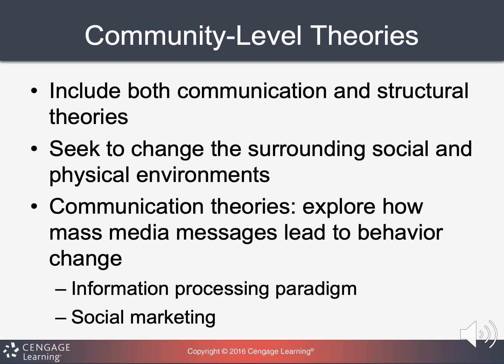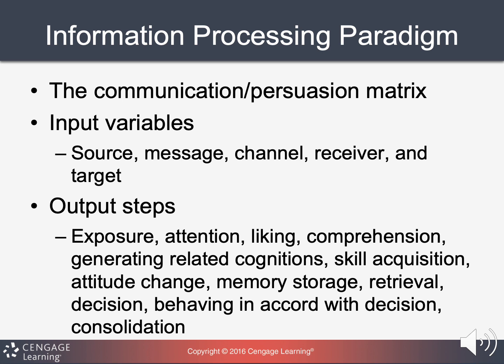Community level theories include both communication and structural theories. So it seeks to change the surrounding social and physical environments. So we're going to look at information processing paradigm and social marketing when it comes to mass media messaging. Information processing paradigm deals with how people understand and receive messages.